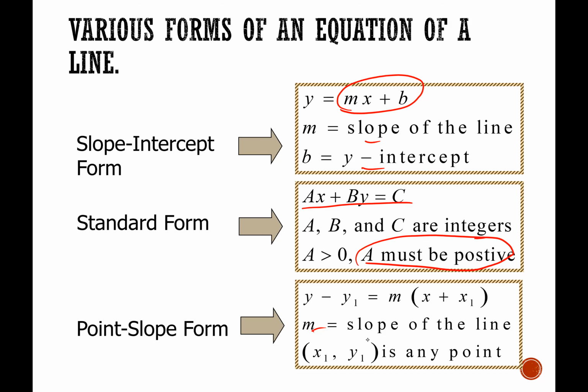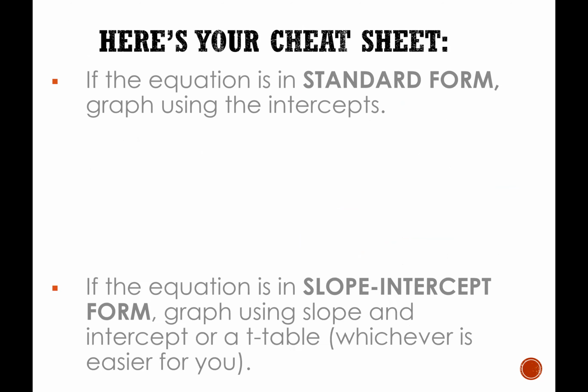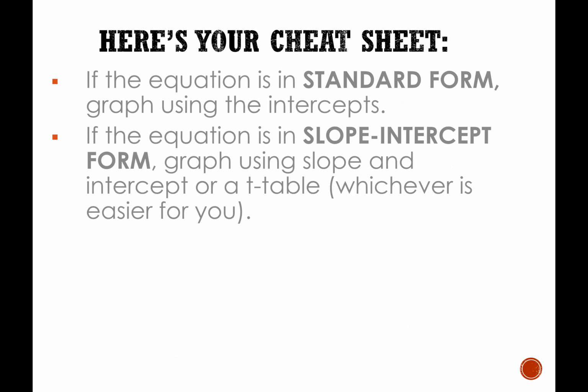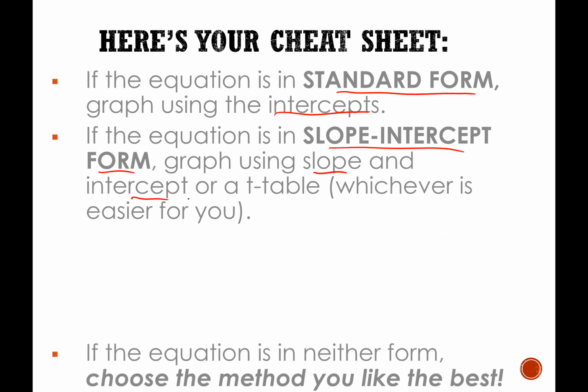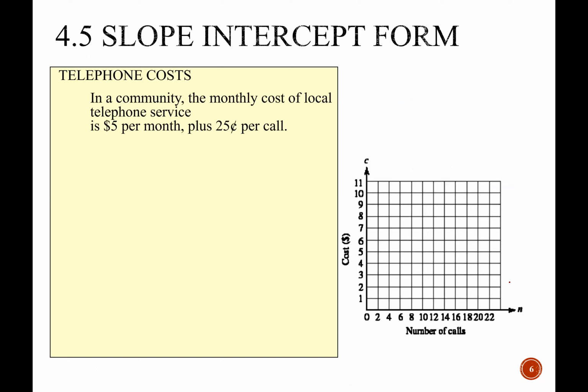Now let's take a look at the actual problems, right? So, cheat sheet. If the equation is in standard form, then use intercepts. Okay, x and y-intercepts, right? If it's slope-intercept form, then you get a slope and intercept, then we generate another point and connect. And if it's in neither form, choose the method you like the best. Okay. So we will get into this.